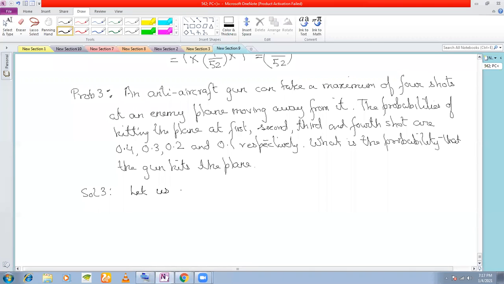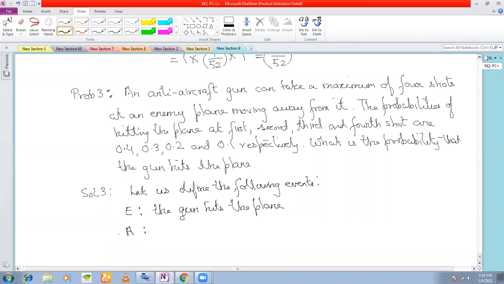Let us define the following events. First event will be E, which is related to your question. What is the question here? That the gun hits the plane. Not the gun, in fact, it should be shot. Anyway, the gun hits the plane. According to the question, we define the event E. How many shots is it firing? It is firing 4 shots.